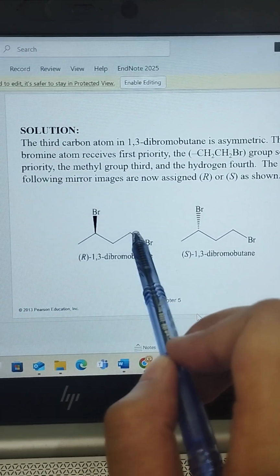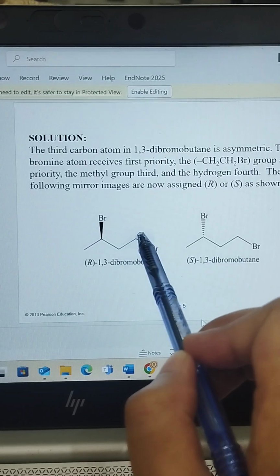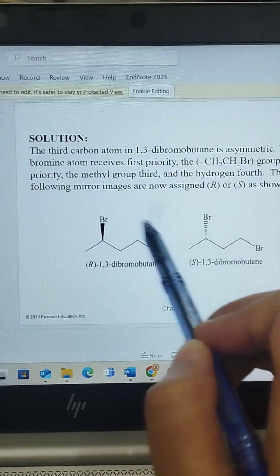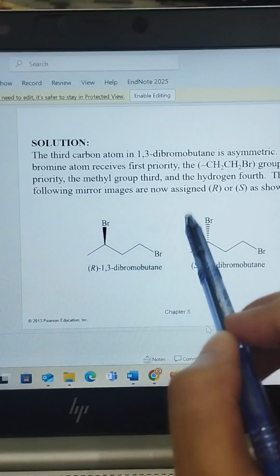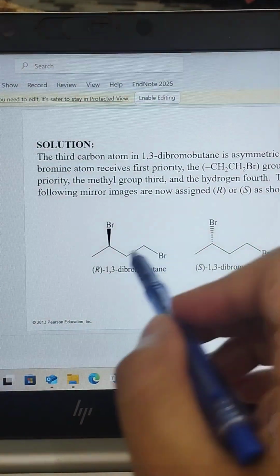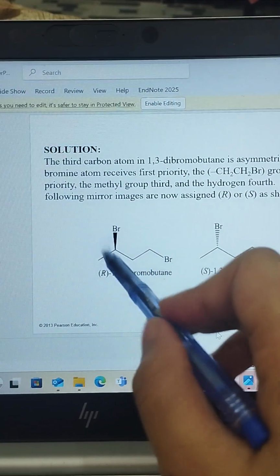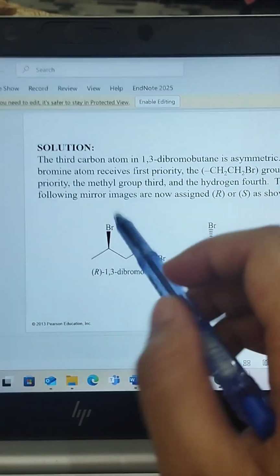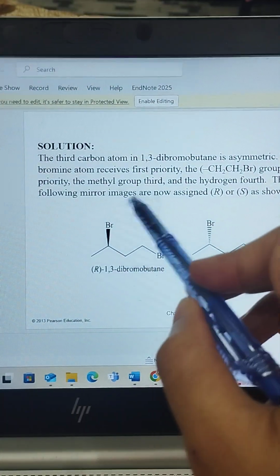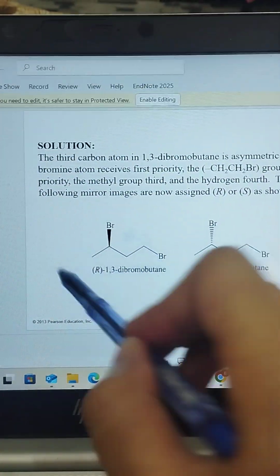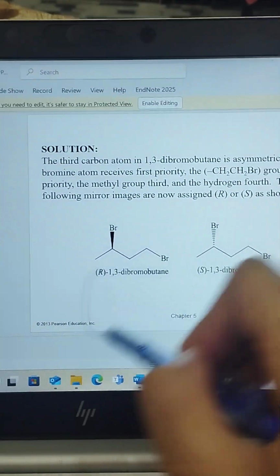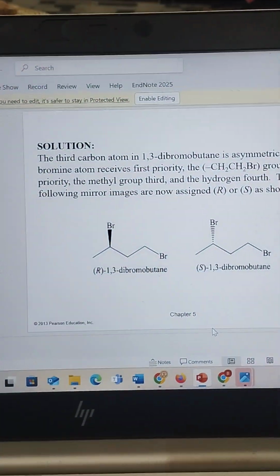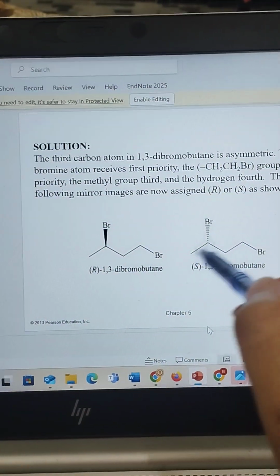So first of all, see this carbon. It has 2 hydrogen atoms attached to it, so it has 2 similar groups, so it can't be a chiral center. Same is the case with that. So we will see this carbon center. It has 1 group attached, bromine, second is this, third is this, and fourth is the hydrogen atom. Same is the case with that.